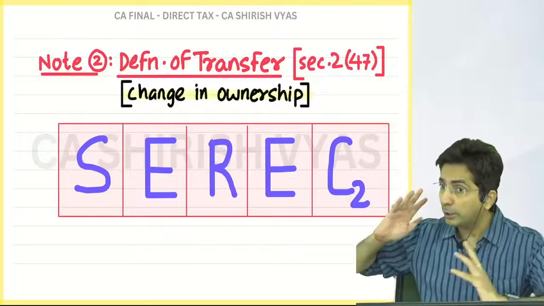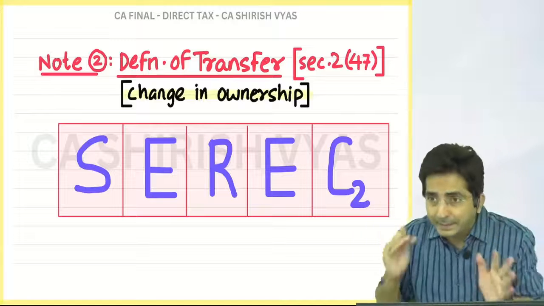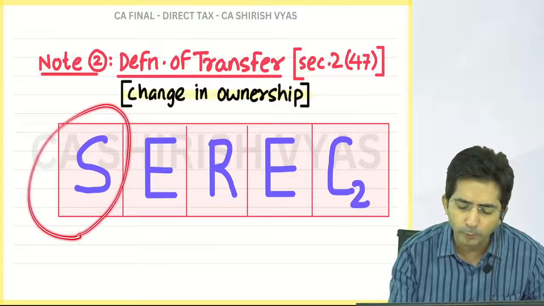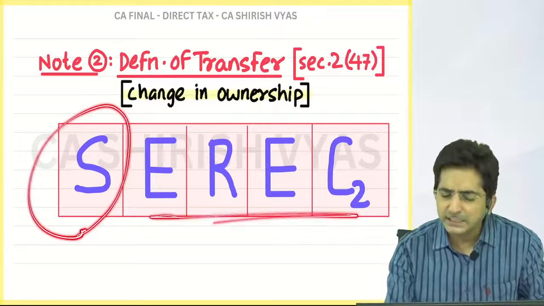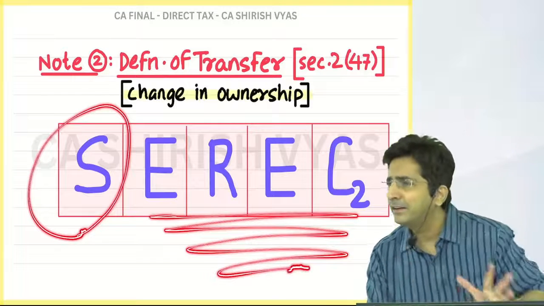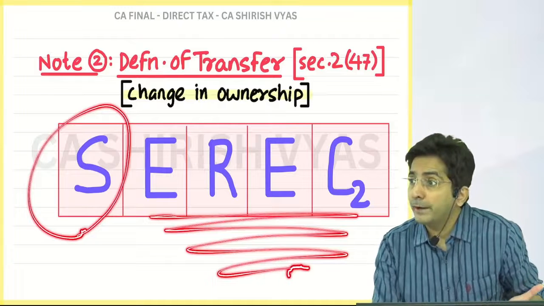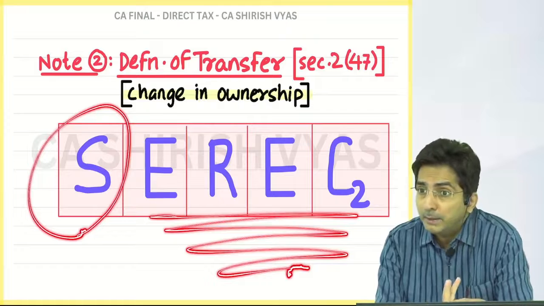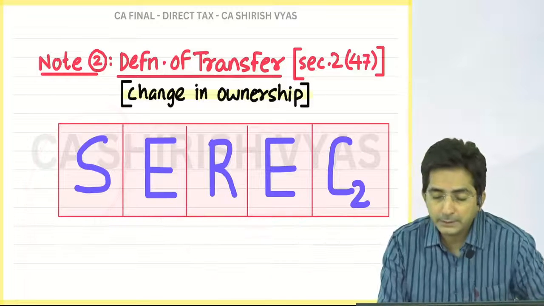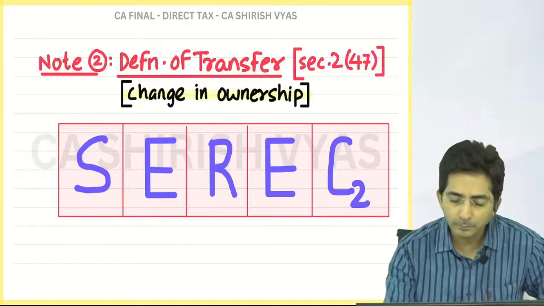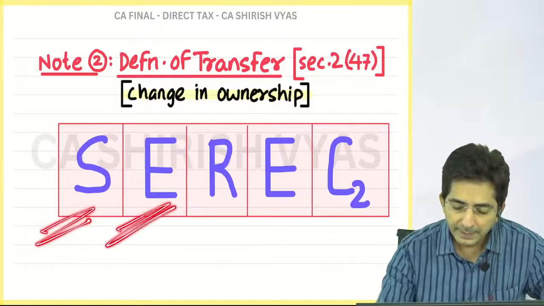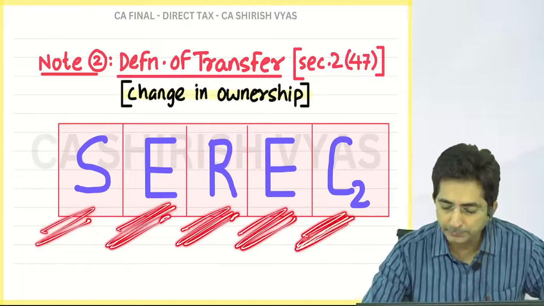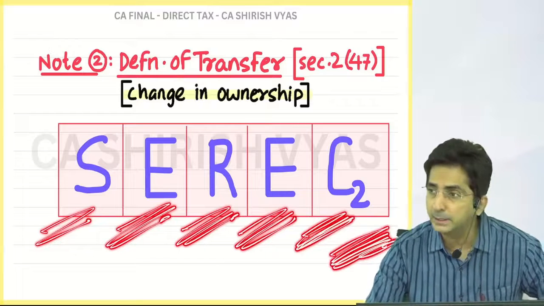See, right now we are talking technically. But practically speaking, 99.9% of people make profit through sale only. These things which I said right now are rare transactions. But although rare, if there are chances of making gain, why should the government not tax you? Now see, what was the full form? Sale, exchange, relinquishment, extinguishment, compulsory acquisition, conversion of capital asset into stock in trade.